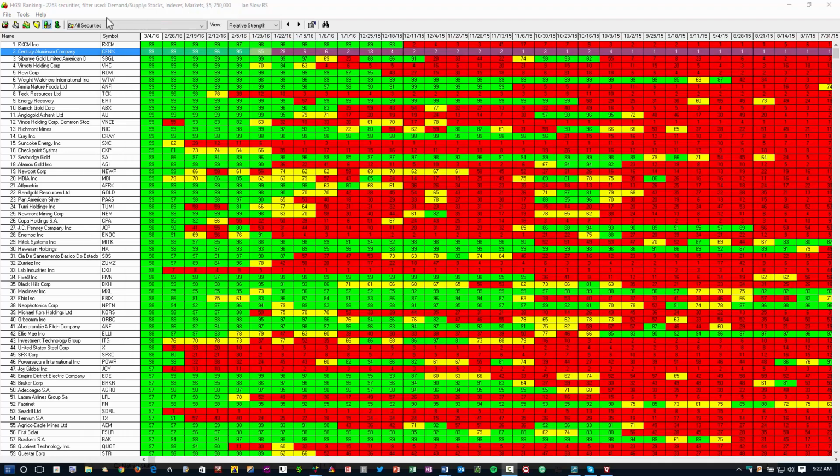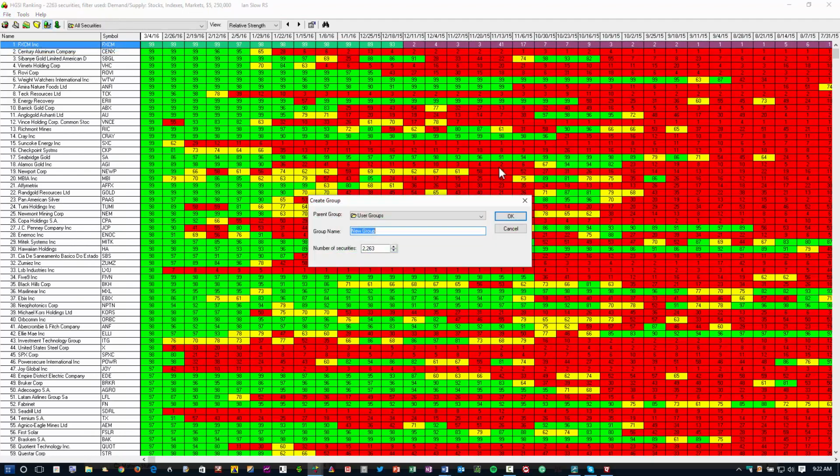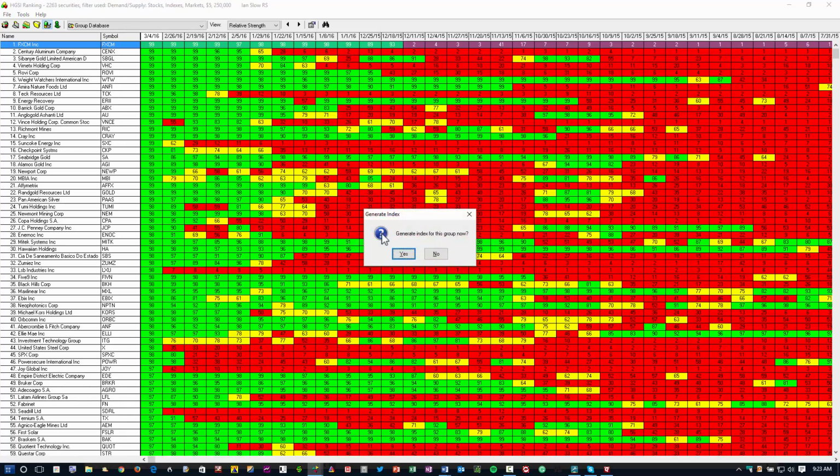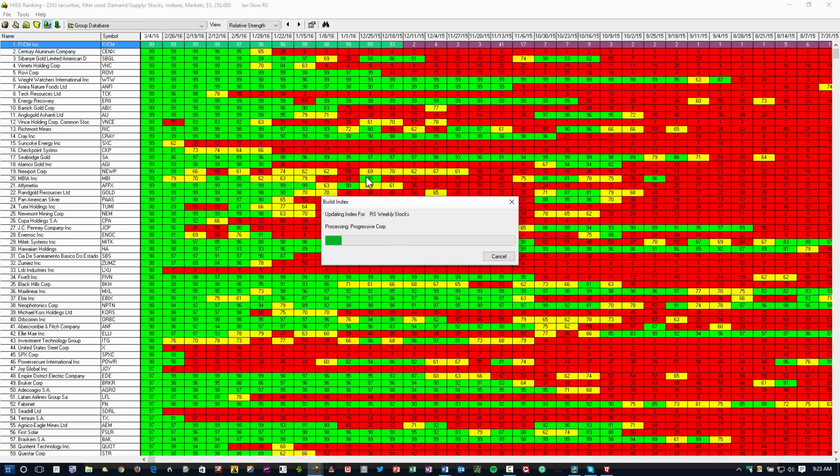I'm going to make a group from the list, and you can see there are 2,263 stocks in here. I'll call this RS Weekly Stocks, and I'm going to generate an index. It's generating the index right now.